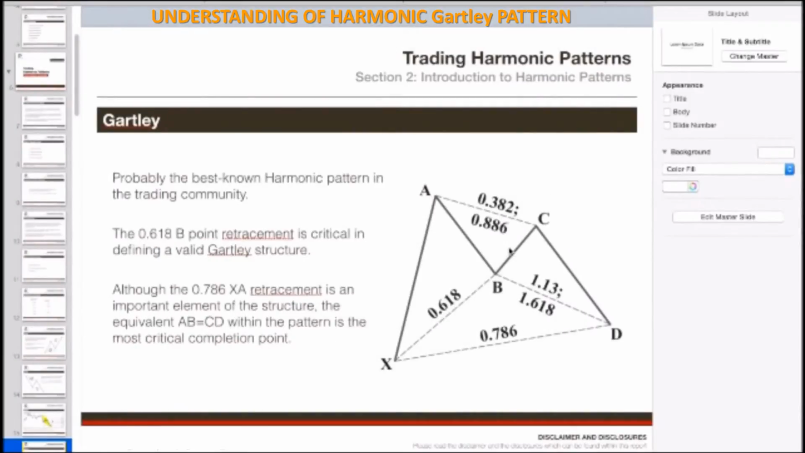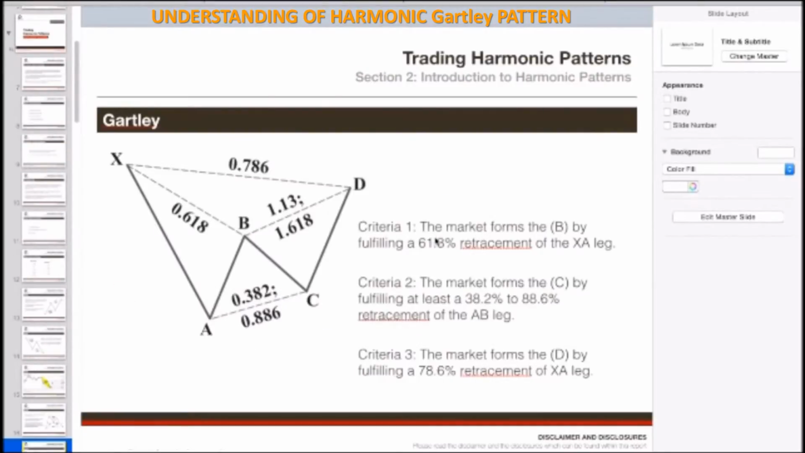So the next pattern we want to go through in this video is also the Gartley. It has one more point, so it's a 5-point structure. It starts with X, A, B, and forms C and D. There are also various criteria for this Gartley pattern. You can see there's criteria 1, criteria 2, and criteria 3.